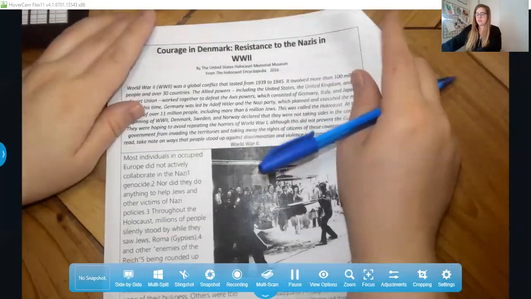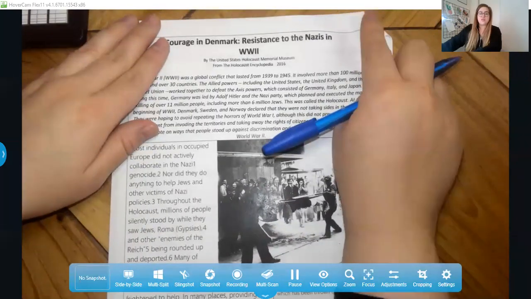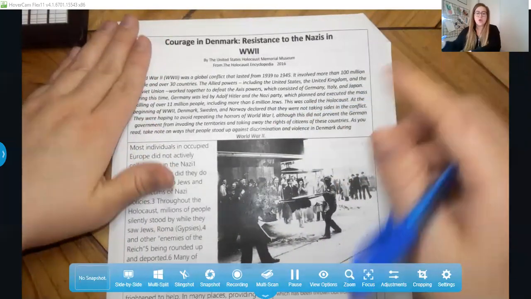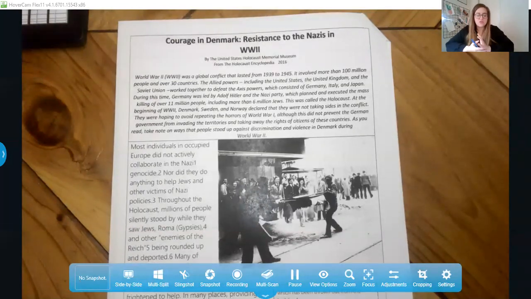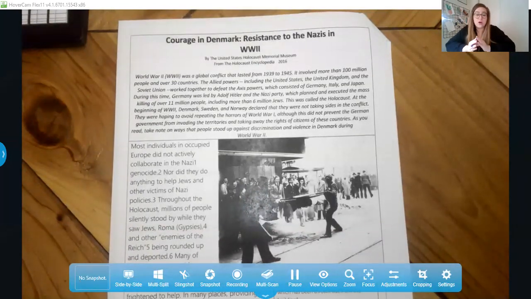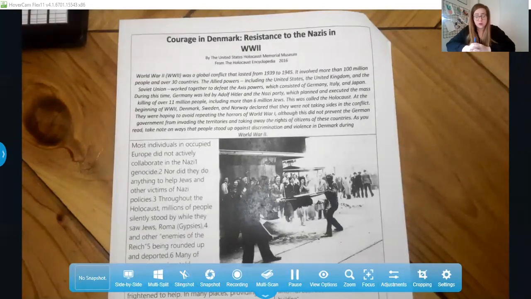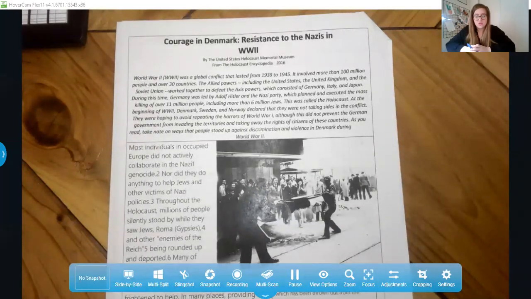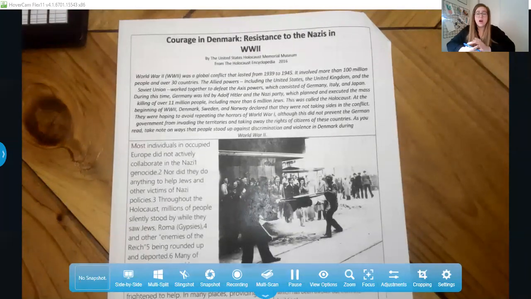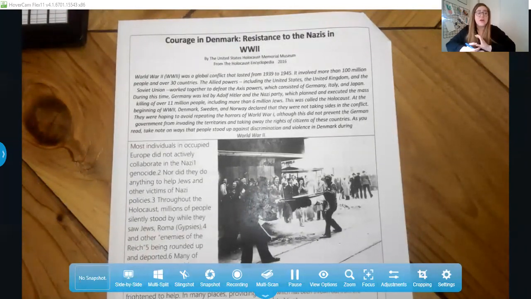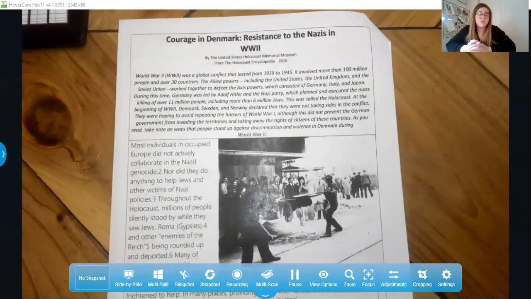Flip over. Today we're going to be in the text called Courage in Denmark, Resistance to the Nazis in World War II. Okay. So before we begin, I just wanted to bring us back to the setting of our text, both our novel and our close read. And so we know Ms. Gans has been guiding us through Number the Stars, and we know that Number the Stars is set in Denmark during the Holocaust. And we know that Anne-Marie and her family have shown great courage trying to help Ellen and her family and other Jewish friends escape from the Nazis.